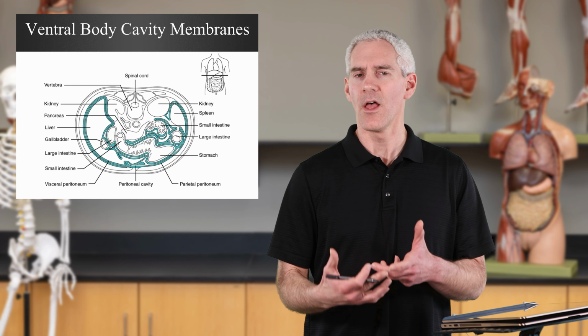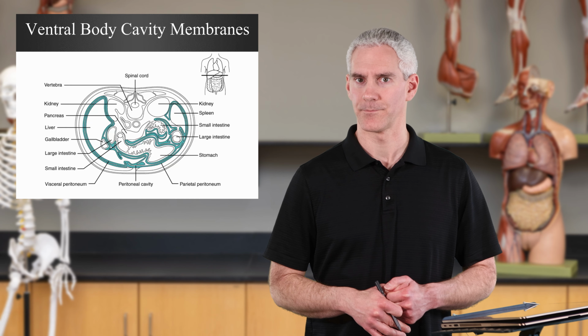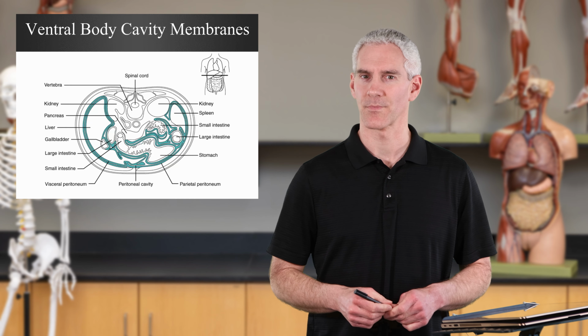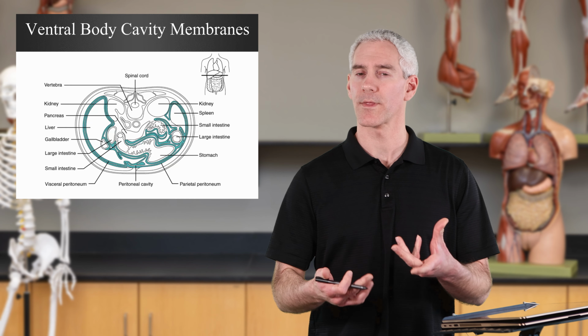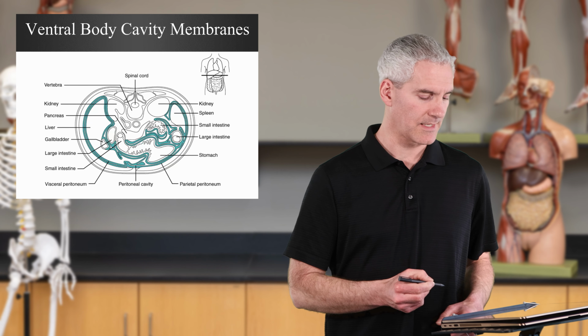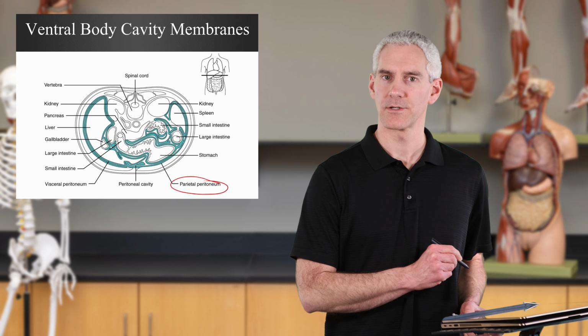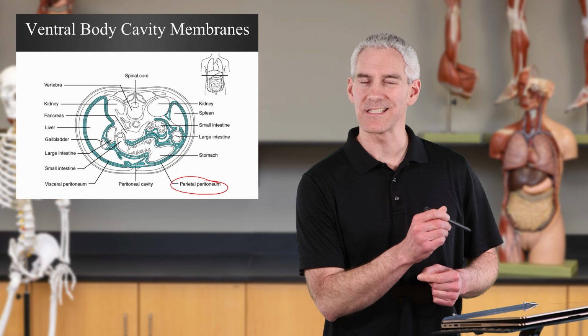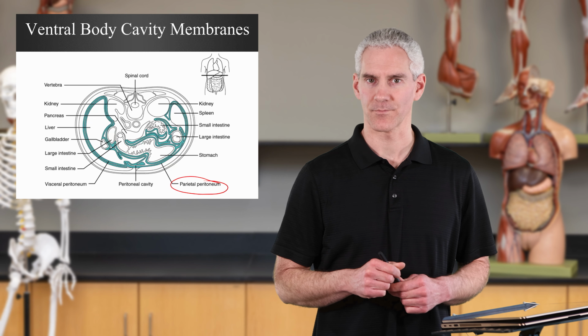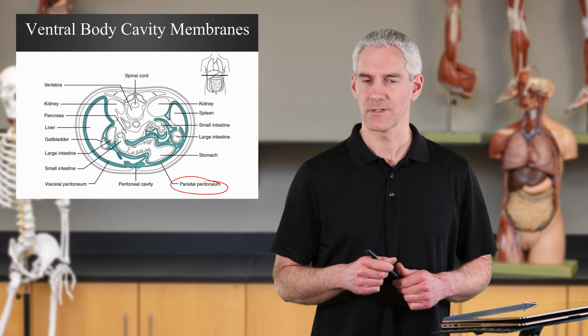stomach, liver. They're still covered by a membrane as well, visceral parietal system. But it's a little different here because there's more than one organ. So in this case, the parietal peritoneum is going to line the entire outside of the cavity. So it goes around the outside of the actual abdominal wall.